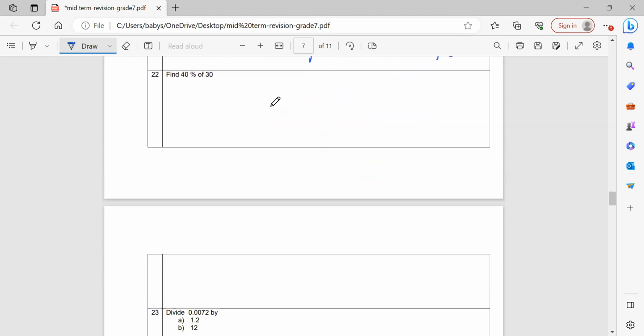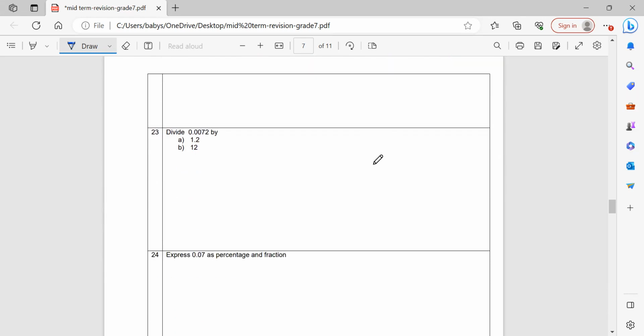Find 40% of 30. So 40 by 100 into 30. So 1 0, 1 0, then 1 more 0, 1 more 0. 4 into 3 by 1, that you are getting the answer 12. So these are all simple things. Next is divide. Here you need to be careful.